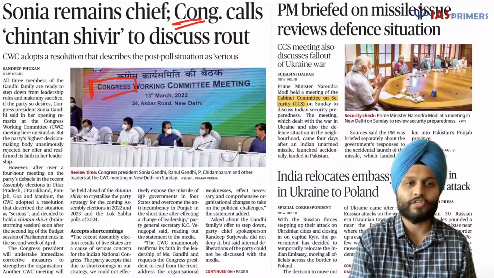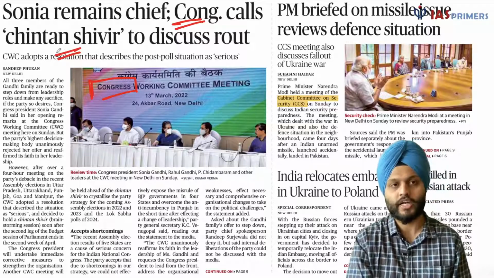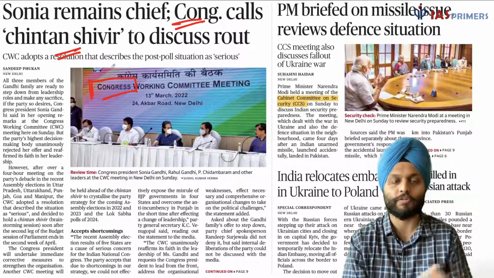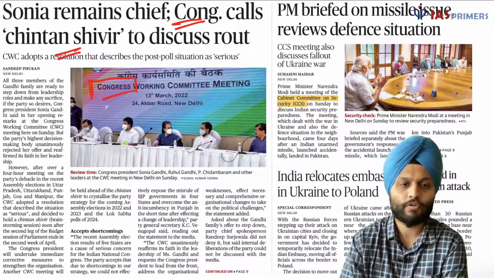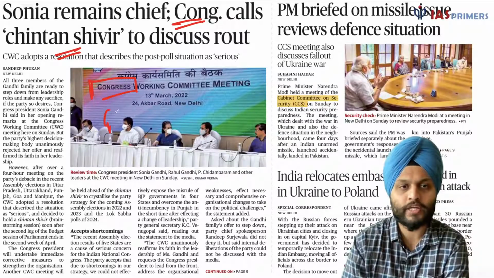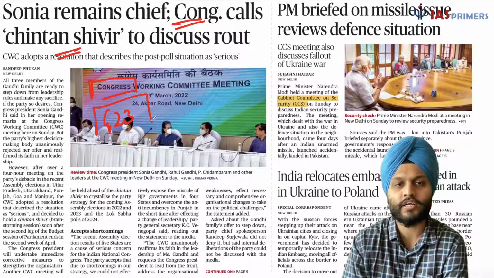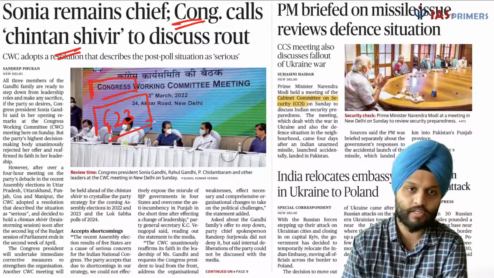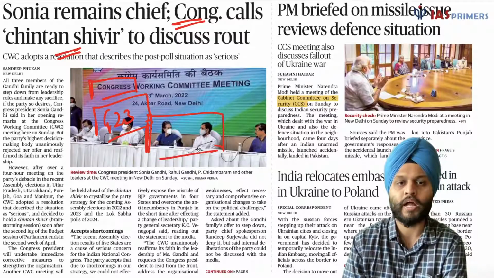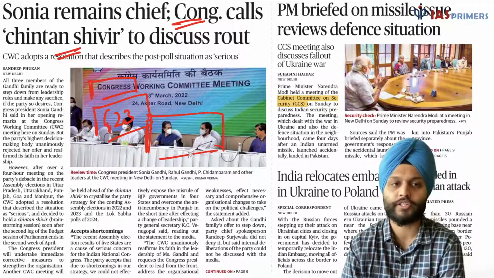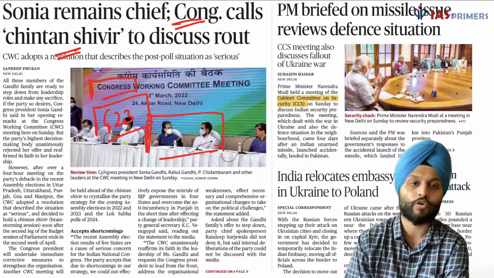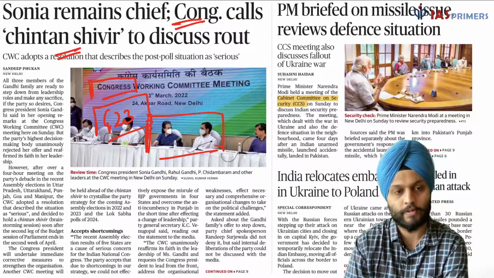So they are having this Chintan Shivir. They are having a meeting, right? Discussion, Chintan Shivir. Okay. So this is it. There is a reference to G23. Basically, they are saying that the Congress is not functioning very well. There is an issue with the leadership, and there needs to be some sort of an election, some sort of working to reform the functioning of the Congress.